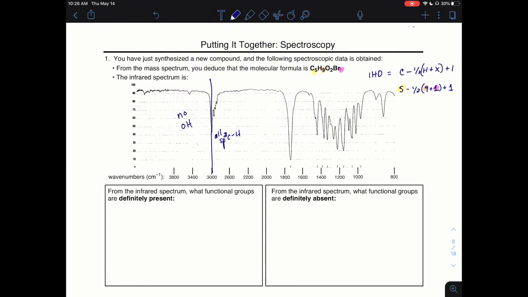Cool, so we should get 5 minus 1/2 of 10 plus 1 gives us 1. And that is correct, because I know the answer. Okay, awesome. So which functional groups are definitely present? We're not quite done yet.